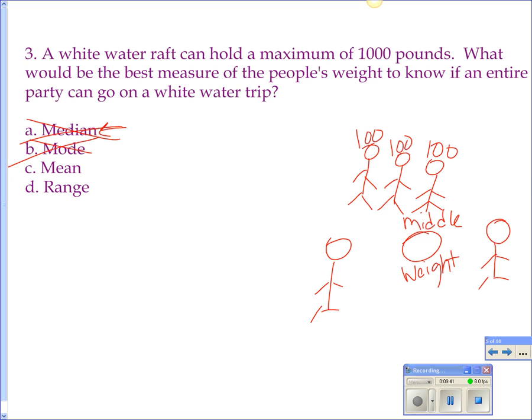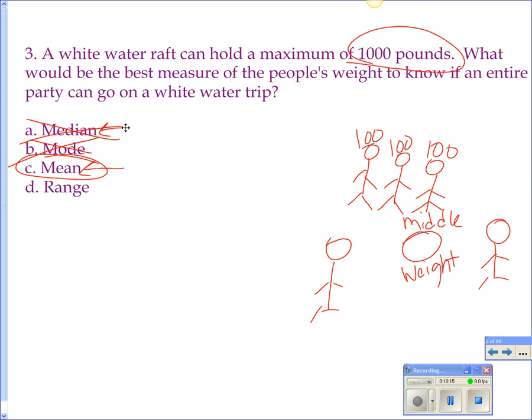What if I know the average weight? How do you get the average? You add them all up. To get the average weight, what did you have to know before you got it? You had to know everybody else's weight. To get the average, you have to add everybody's weight up. If you add them all up, would you know if you had more than 1,000 pounds? Yes. So what is the answer to this question? C. Okay. We're going to talk about what range means in a minute.